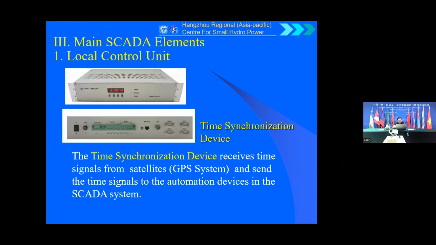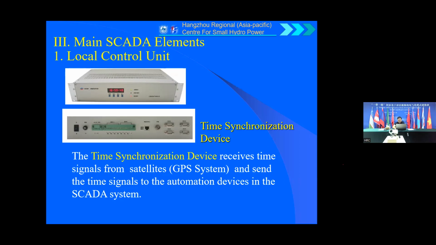And we can see we will use the time synchronization device in the power SCADA system, and this device will receive the time signals from satellites like the GPS system. In China, we can use the Beidou system and send the time signals to automation devices in the SCADA system. The main function of this device is this: when an accident happens, many circuit breakers will trip. But we need to know which is the main cause of this accident. So we need to check the sequence of all these events.